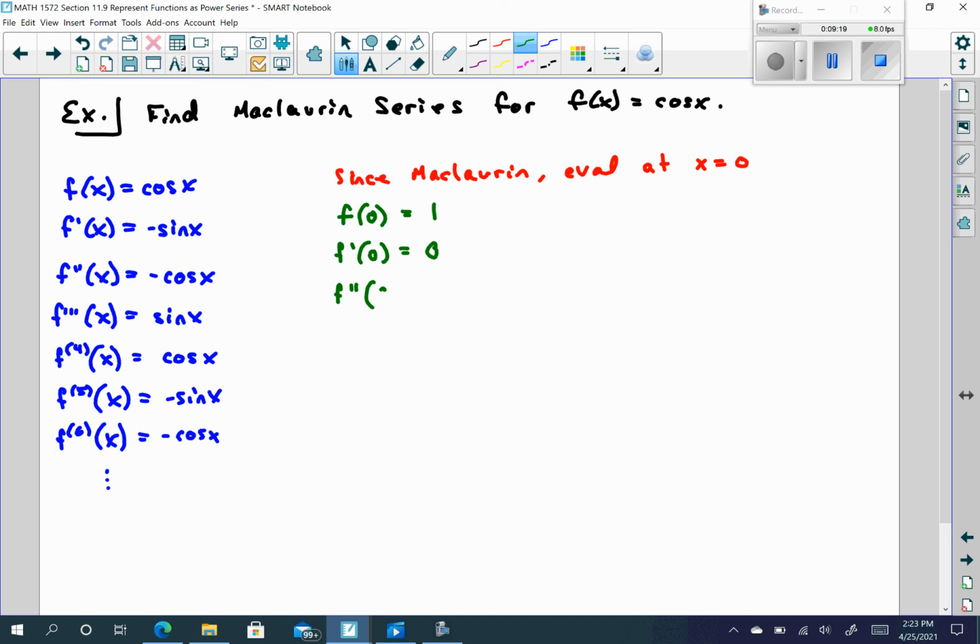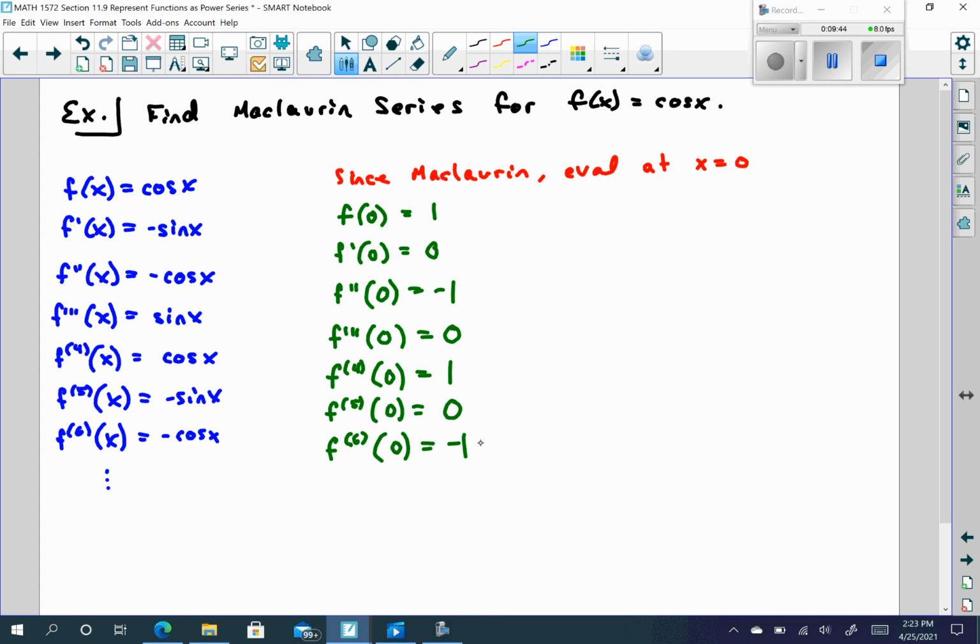So our second derivative, we're now at negative cosine of 0, so that's a negative 1. Third derivative, sine of 0 is 0. Fourth derivative, cosine of 0 is 1. Fifth derivative, we'd be back at a 0. Sixth derivative, we would be at a negative 1, and so on. So then we would write this now.